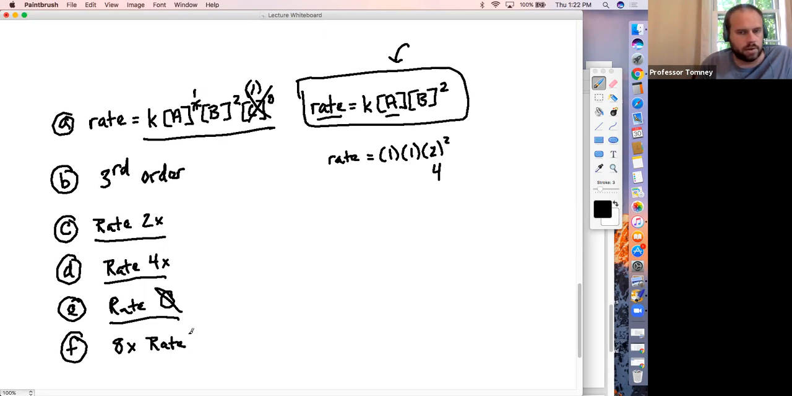So I'm going to pause here. Are there any questions regarding this problem and understanding order, understanding how order is going to play into rate or affect rate?